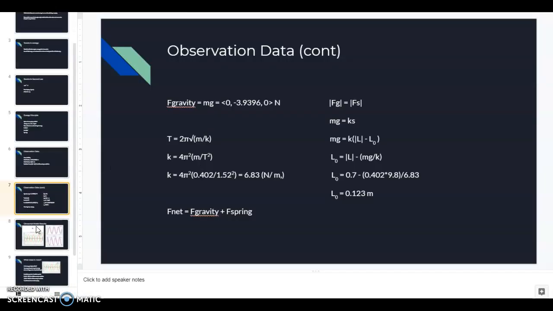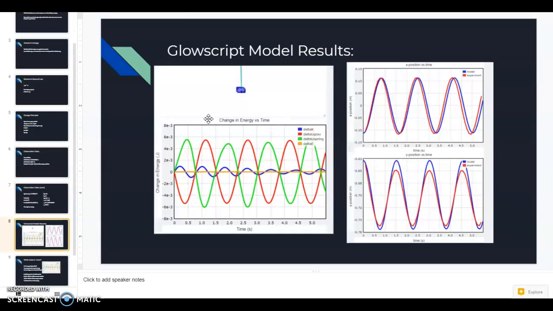And when run, the Glowscript model yielded these results when the initial observational data of tracker was inputted.